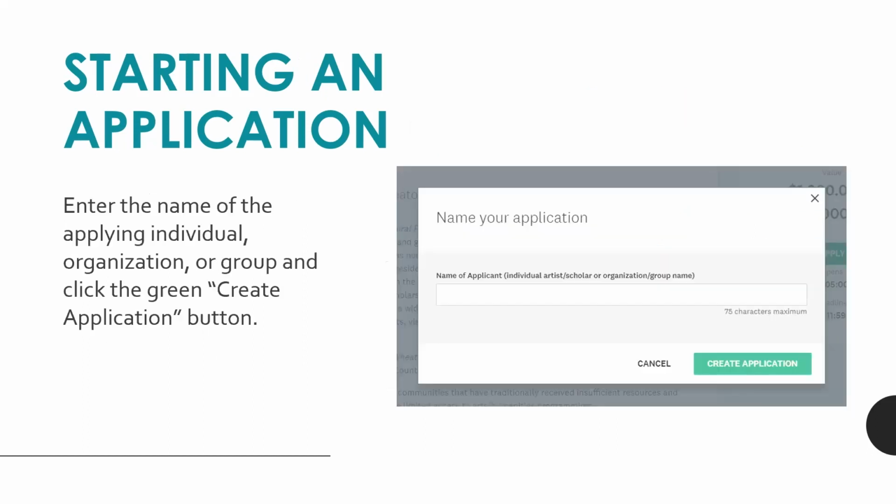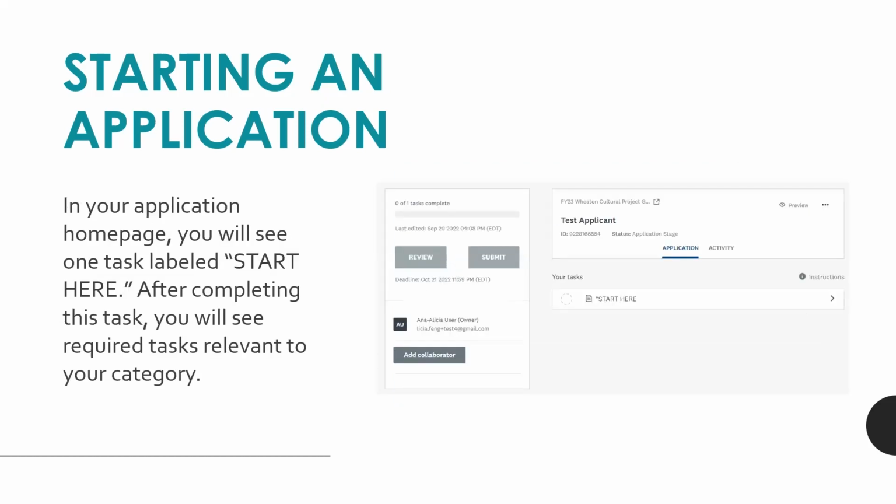You will be prompted to name your application, so please enter your name as the applying individual, artist, or scholar, or the name of the group or organization that you're applying on behalf of, and click the green Create Application button. Once you do that, it'll take you to your submission homepage.